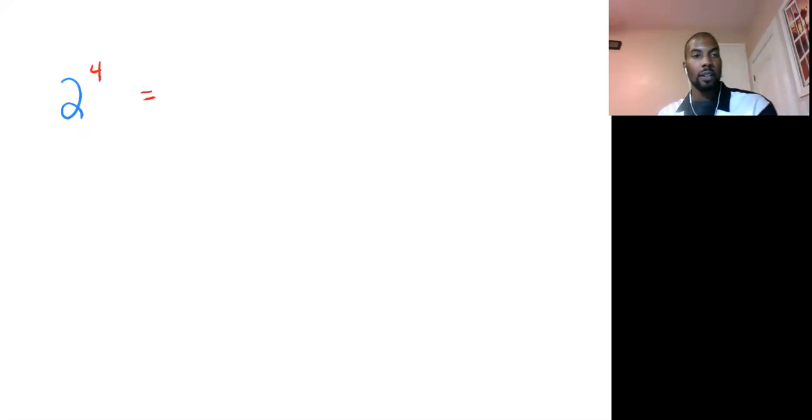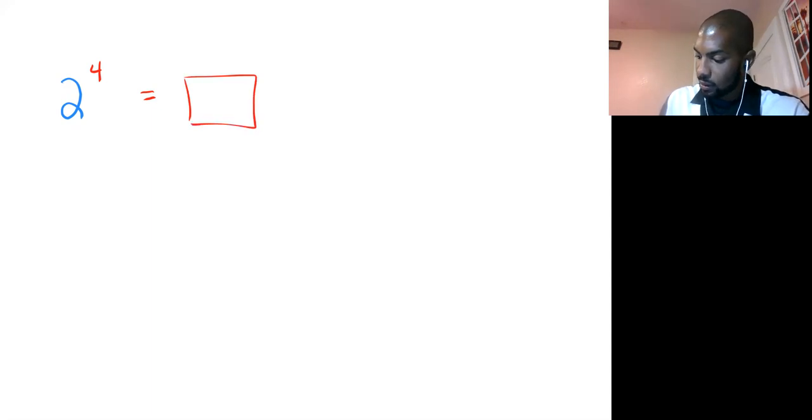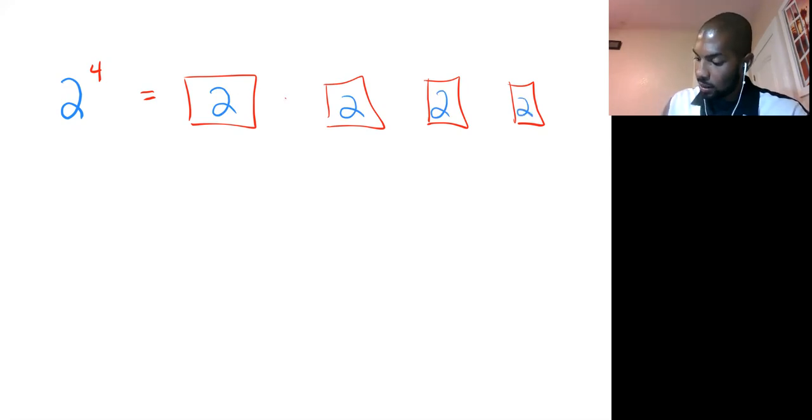All right, let's try another one. Let's try 2 to the fourth power. All right, so again, my base is 2, my exponent is 4. Immediately I think to myself, well, I'm going to need 4 boxes. That's just how it has to be. And in those 4 boxes, I'm going to put the number 2, because that's my big number. And then I'm going to multiply them all. Look at how easy this is.